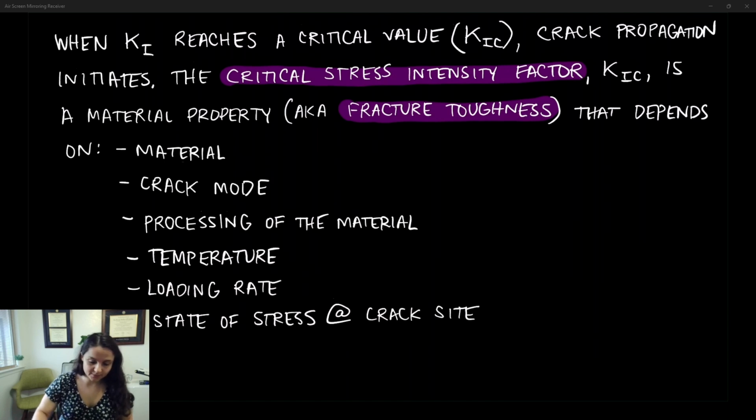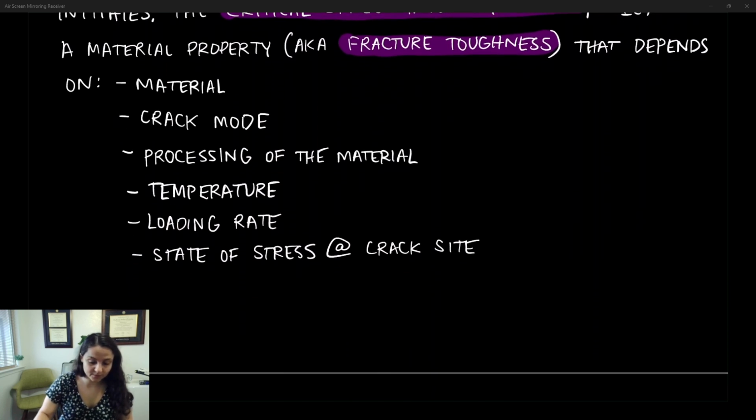Alright, so if you have a material that has a reported fracture toughness, you need to understand all of these different factors that went into measuring that fracture toughness and make sure that they're consistent with your application. And if they're not, which in many cases they're not because it depends on so many different factors, then you may want to consider doing some of your own fracture toughness testing.